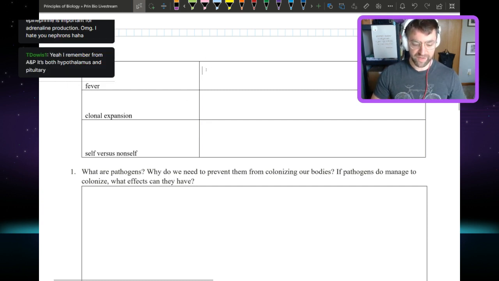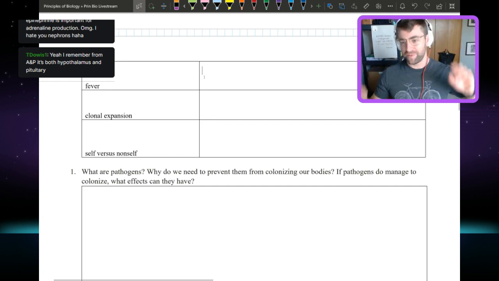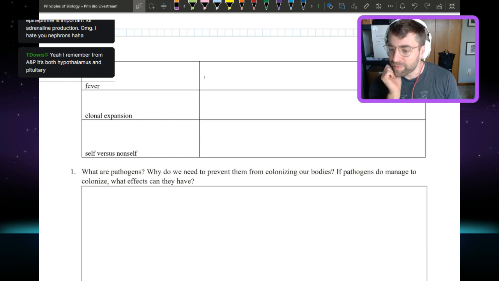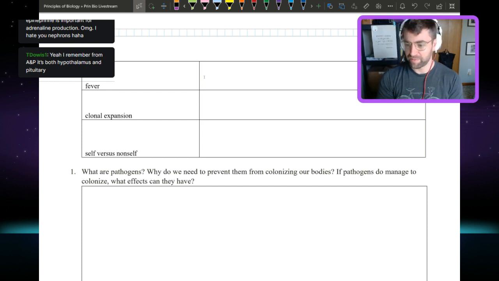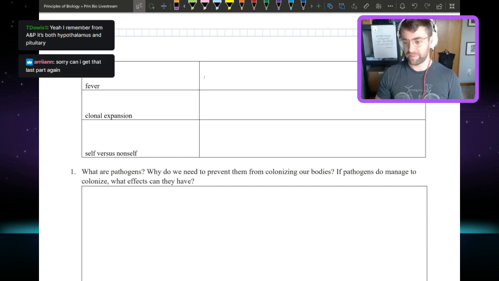So, in talking about immune responses, fever is the one that everybody notices. I remember from A&P, it's both hypothalamus and pituitary. So they're working in coordination with each other. The pituitary is directly responsible for a lot of hormone regulation.